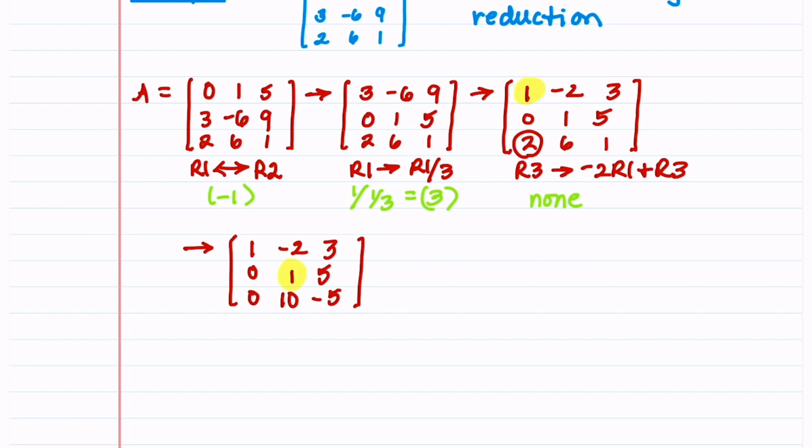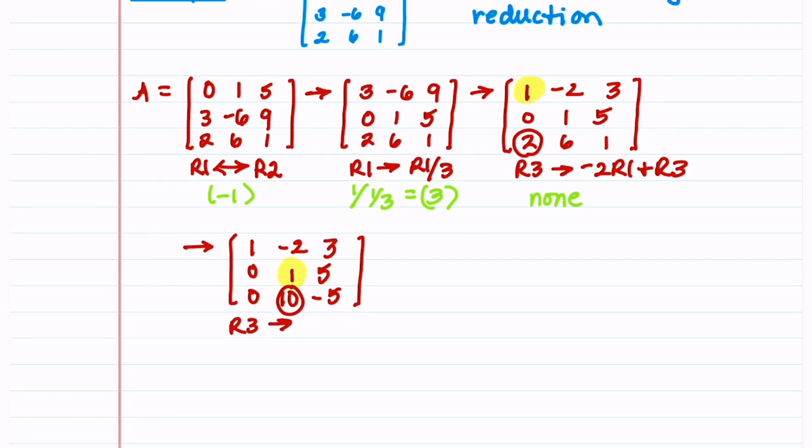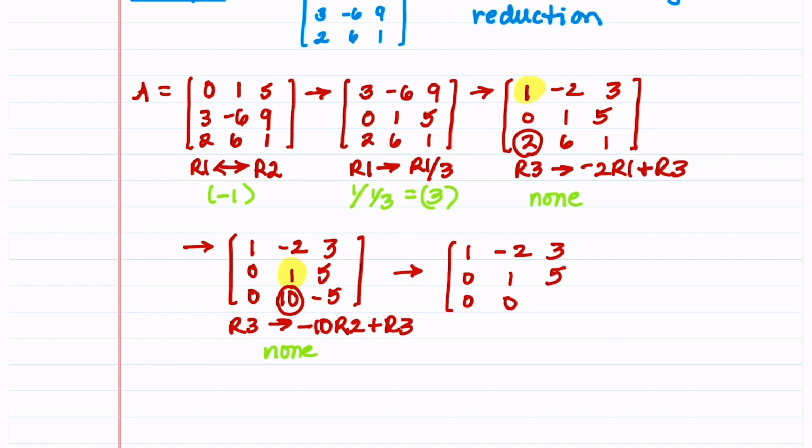We're now going to work off of that leading entry, and we're going to get a 0 below it. So we're going to take row 3 and replace it with -10 row 2 plus row 3. And again, that's an operation where we're adding a multiple of one row to another row, so there's no change for that one. And then finally, that gives us this matrix. -10 times 5 is -50, minus another 5 gives us a -55.